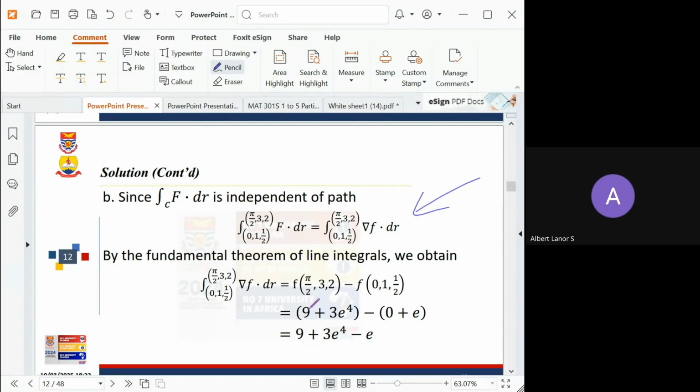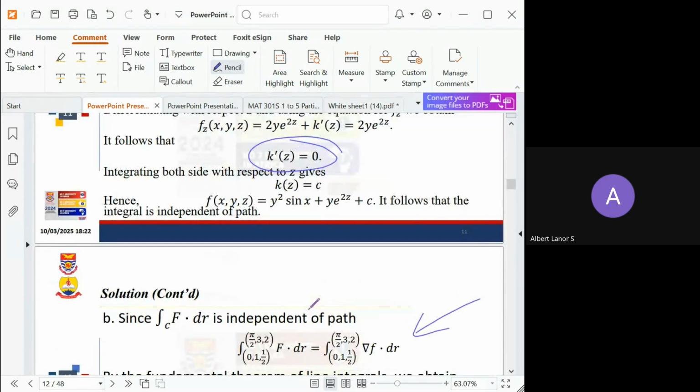So if you want to evaluate the integral, we're going to take the g value we have, the f value, which is y squared sine x plus y e to z plus c.